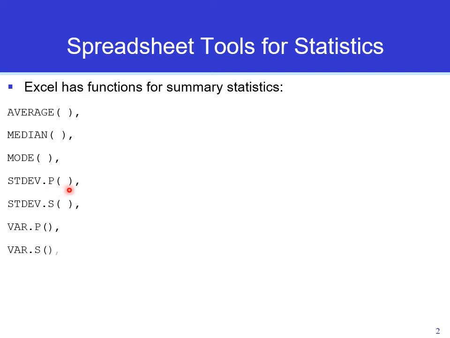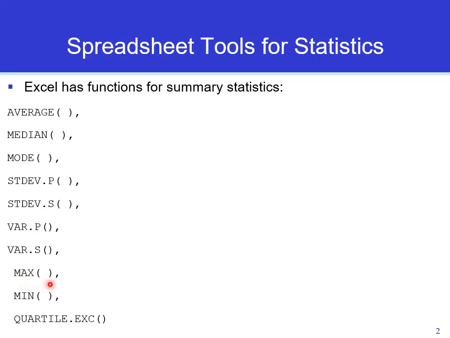the standard deviation. This is the standard deviation for population. This formula is the standard deviation for the sample. As you know, this is different for sample and population. And also variance for population and variance for sample are different. You need to know whether you're working with sample data or population data.